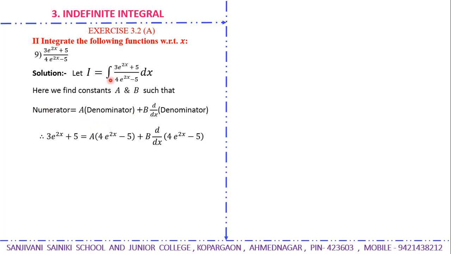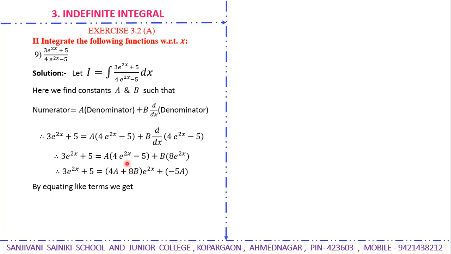So what is the numerator? 3e raised to 2x plus 5 is equal to a times the denominator 4e raised to 2x minus 5 plus b times the derivative of the denominator, that is d by dx of 4e raised to 2x minus 5. Now what is the derivative of this? 4 into 2 is 8. So 8e raised to 2x is the derivative. Now multiply this a to this bracket, then collect the common terms, the coefficients of e raised to 2x and the constant term.